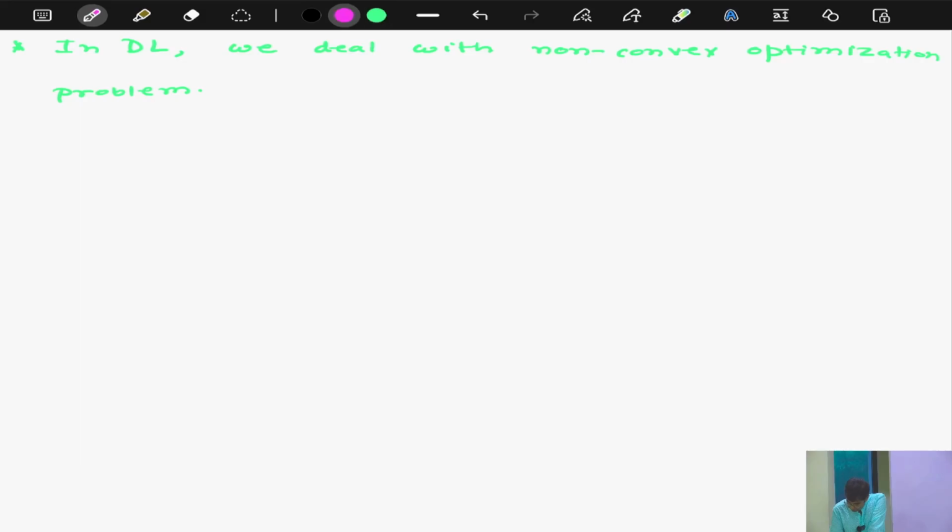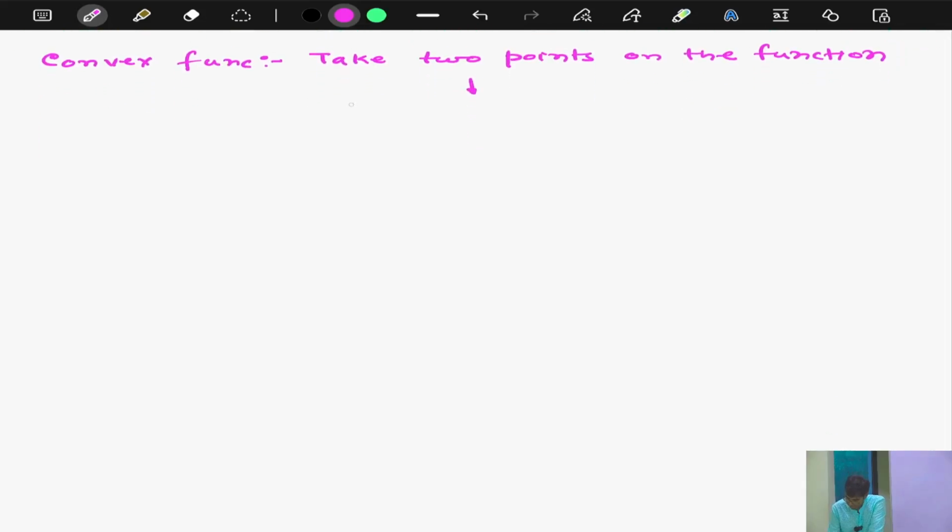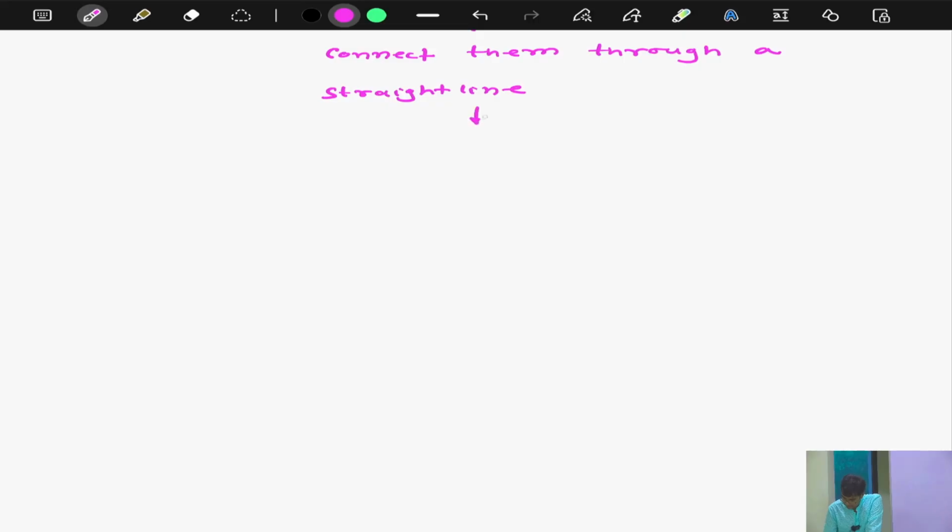So, for a convex function: take 2 points on the function, connect them through a straight line, and the line stays above the function always. And if it happens, it is a convex function.